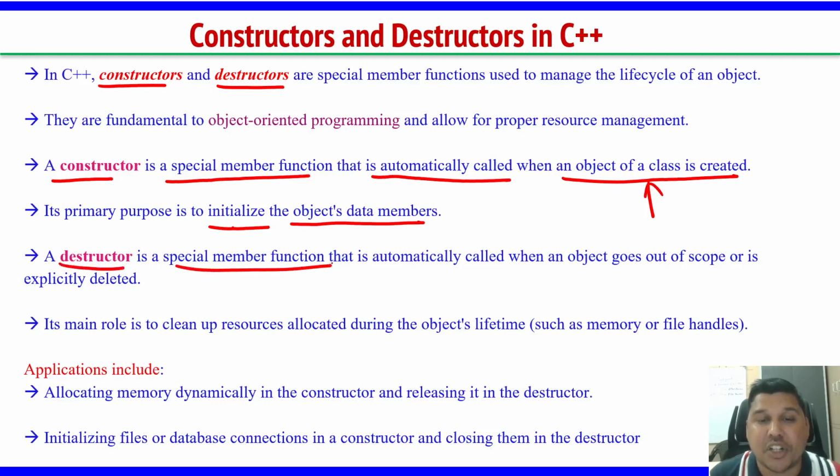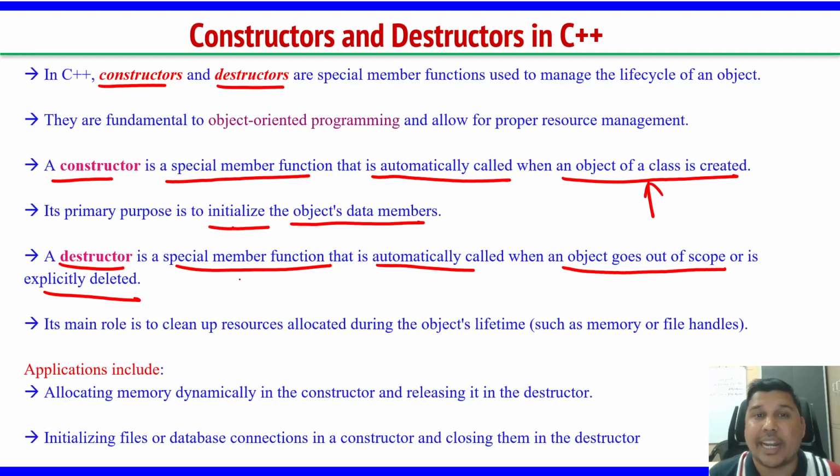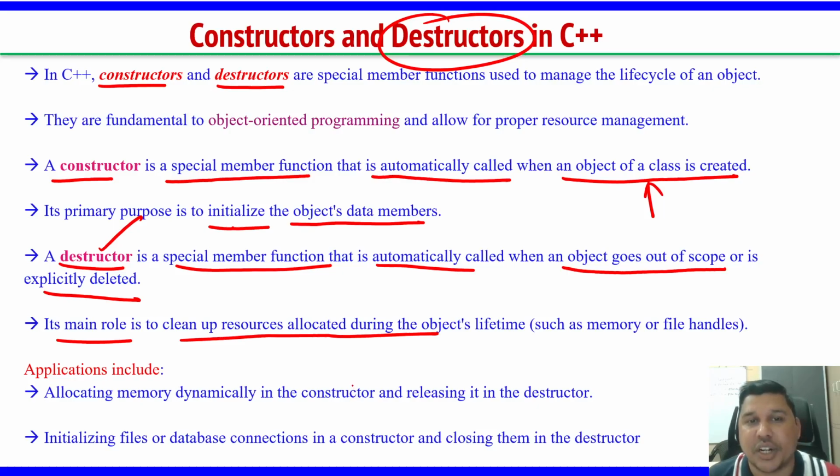A destructor is a special member function that is automatically called when the object goes out of scope or is explicitly deleted. When you delete an object, this destructor will be executed. The main role is to clean up allocated resources. The destructor's job is to erase whatever memory is allocated for that object. Constructors and destructors are special member functions to manage the life cycle of an object, to initialize some values and to erase the memory allocated. We use these two things.